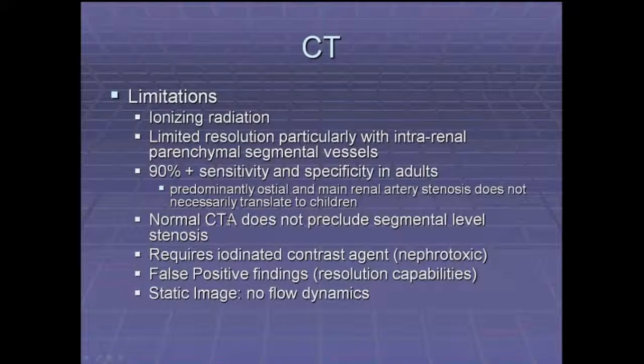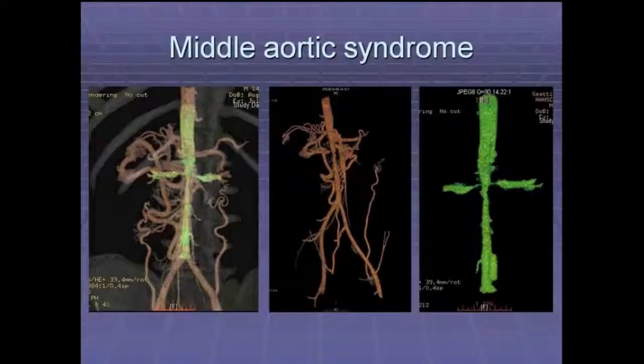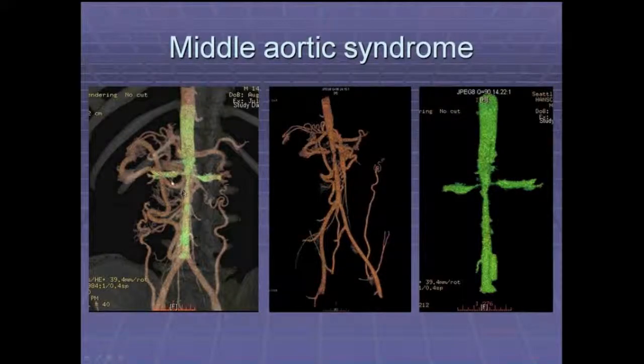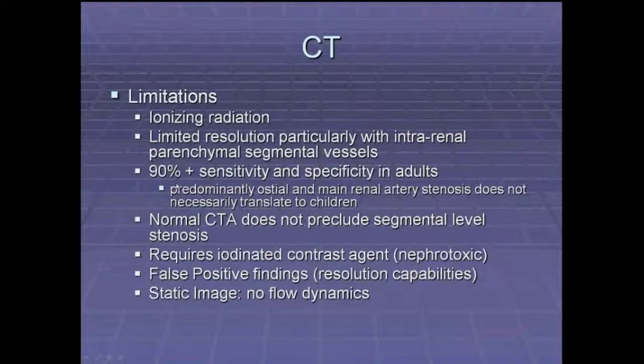What are some limitations? Well, it exposes the child to ionizing radiation. It has limited resolution, particularly with the intrarenal parenchymal segmental vessels. It shows us the main vessels beautifully, but after they start branching out, it's really difficult to assess whether there's renal artery stenosis or not.